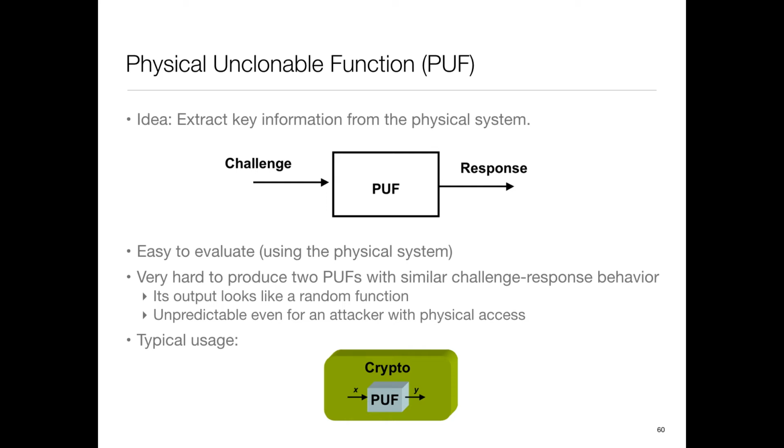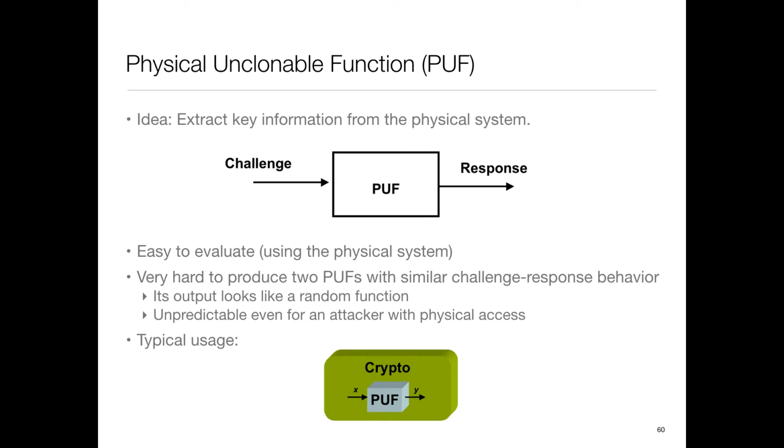But I want some characteristics out of such a thing. So first thing is, it should be easy to evaluate, and so it's fast. Secondly, it should be very hard to reproduce. In other words, it should not be possible for me to create two PUFs which have the same challenge response function, right? So think of challenge response as essentially some sort of truth table, like, challenge is the input side, response is the output side. So we want to make sure that it is very hard to reproduce.